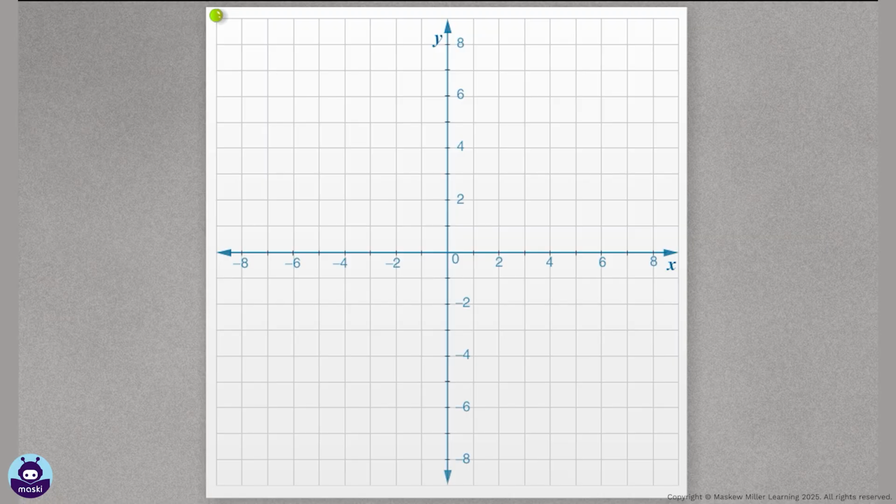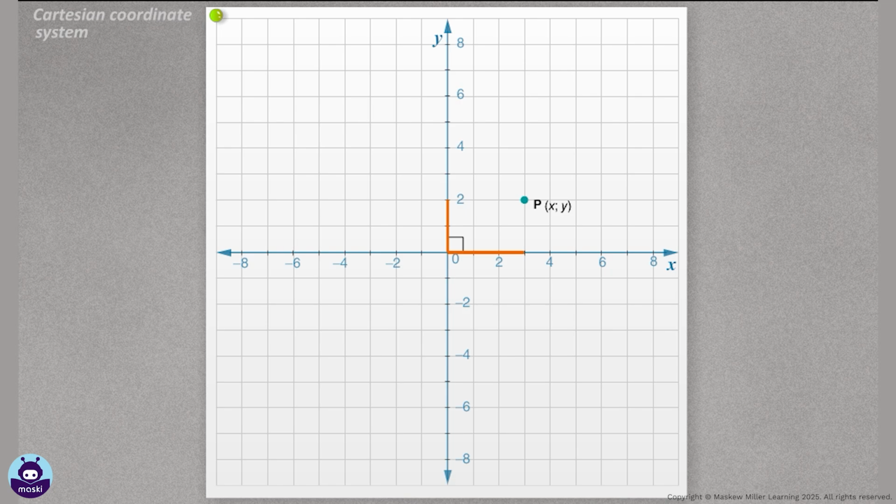Coordinate geometry. Revision. In grade 10, we learnt about the Cartesian coordinate system. It simply consists of two axes, x and y, perpendicular to each other. The point at the intersection of the two axes is called the origin. The location of any point P located on the Cartesian plane can be described as an ordered pair, x-coordinate, y-coordinate. The x-coordinate is the horizontal distance of the point from the origin, and the y-coordinate is the vertical distance of the point from the origin.